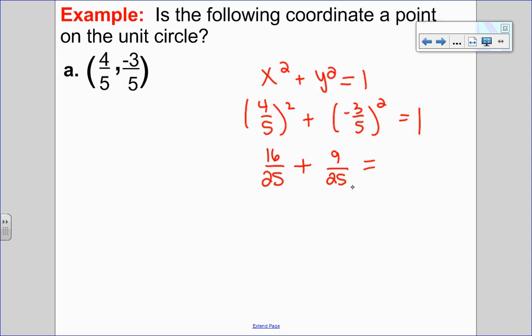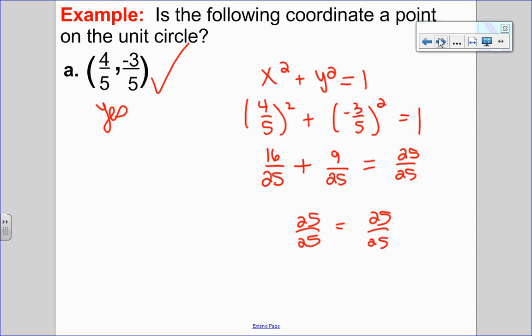So both of these denominators are out of 25, so I know that 1 can be written as 25 out of 25. So then I add these together, 16 plus 9 is 25, and since 25 out of 25 equals 25 out of 25, yes, this point is on the unit circle. So I've verified that algebraically.